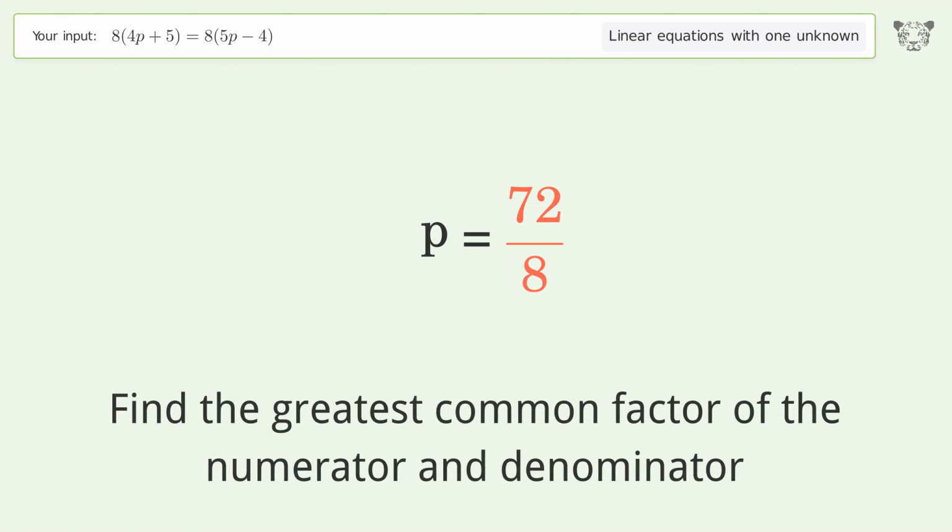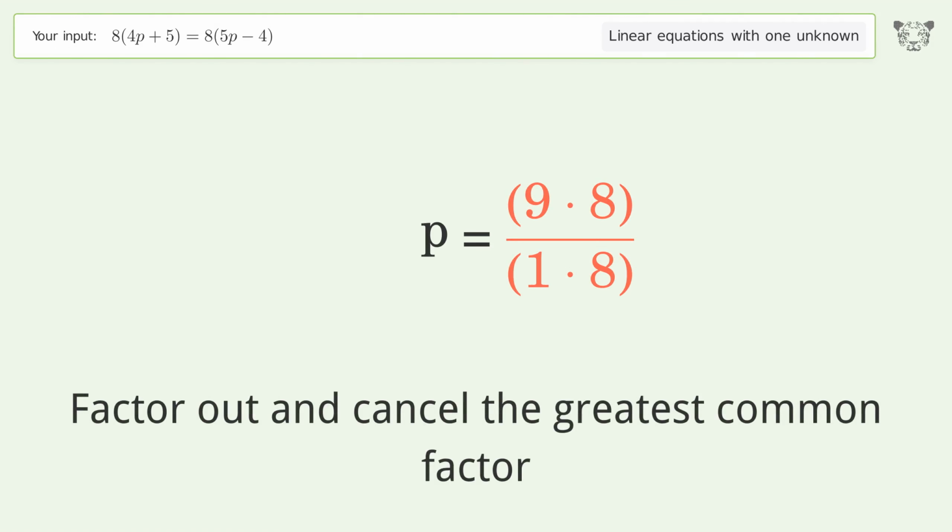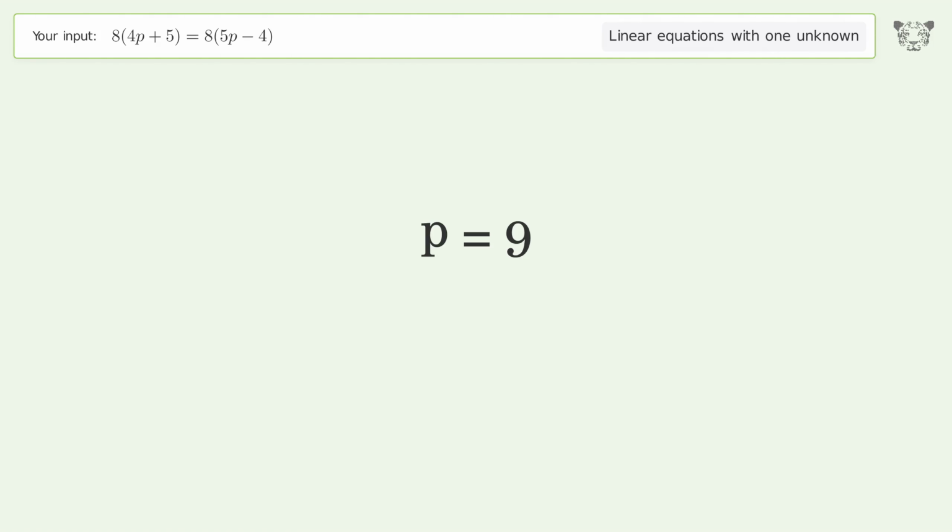Find the greatest common factor of the numerator and denominator. Factor out and cancel the greatest common factor. And so the final result is p equals 9.